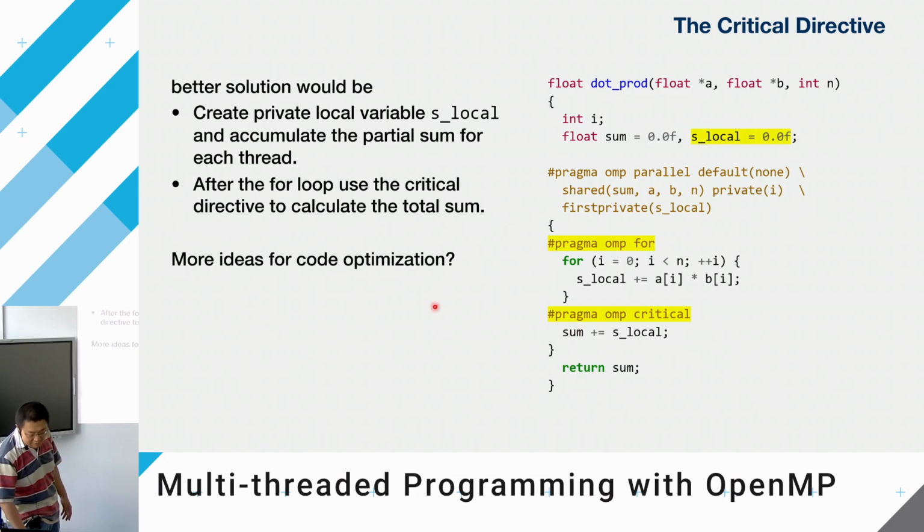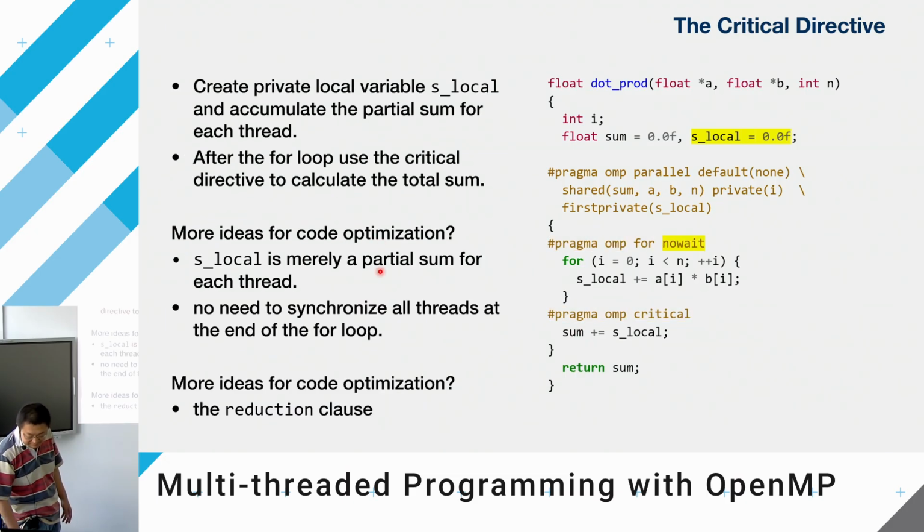But anyway, there are still opportunities to further optimize. I'll talk about this very quickly. A further opportunity is to use nowait. For the local sum, each thread needn't wait for the others, so you can use nowait. Just let each thread go without synchronization at the end of this for loop.